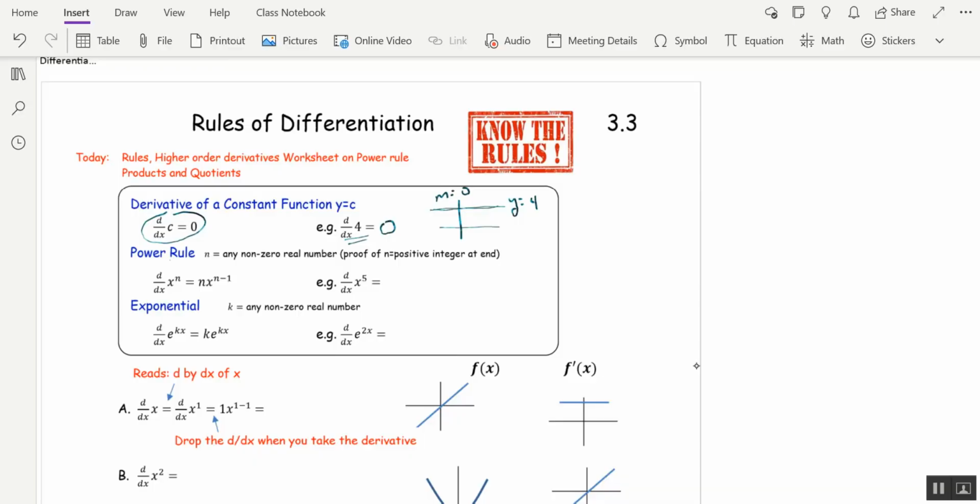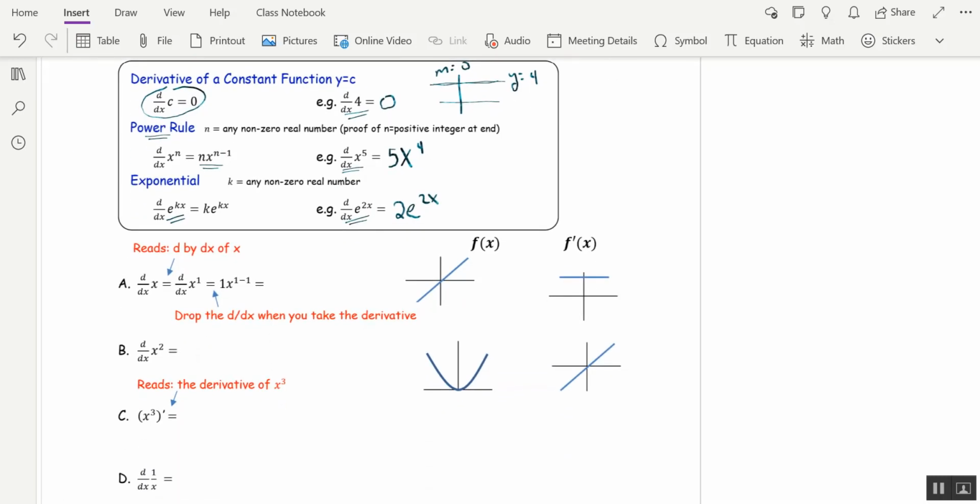Okay, the power rule. The derivative of x to the n. Bring the n down and then subtract 1 from the exponent. So over here, for example, the derivative of x to the 5th, bring a 5 down and subtract 1 from the exponent. Now, e to the kx has its own special derivative formula. We bring the k down and we do not subtract 1 from the exponent. We leave it alone. So, for example, over here, the derivative of e to the 2x is 2 e to the 2x. All right, we're going to do a bunch more examples till you get this.